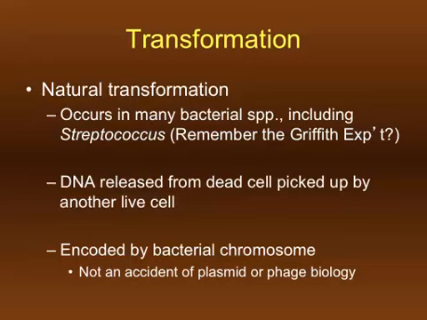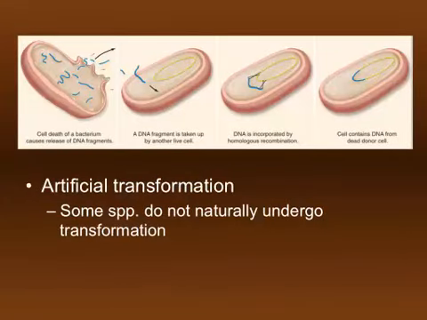This one's not accidental. The bacteria are actually gathering up these bits of DNA on purpose. We're not talking about any viruses involved here. This is strictly a bacteria picking up bacterial DNA kind of a process. Right, so this is what artificial transformation looks like. This is essentially what the Griffith experiments did.